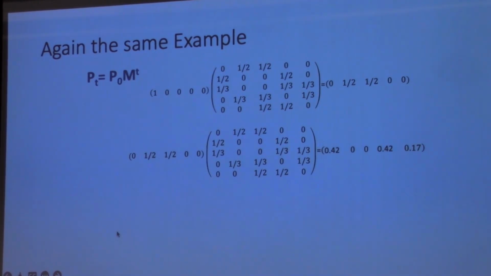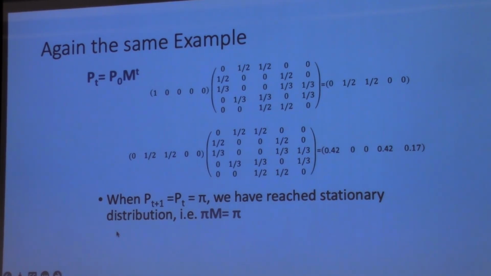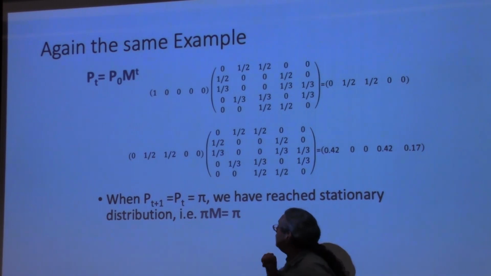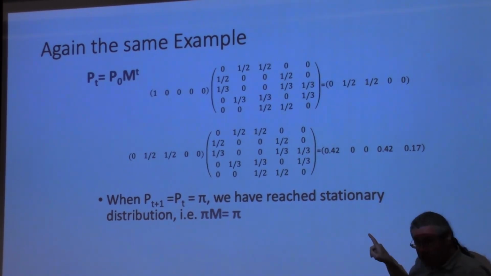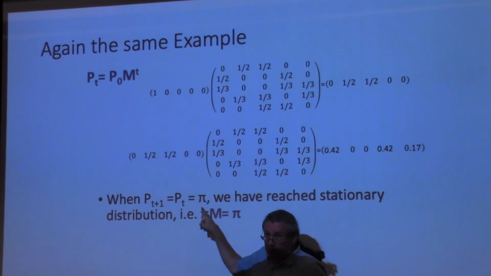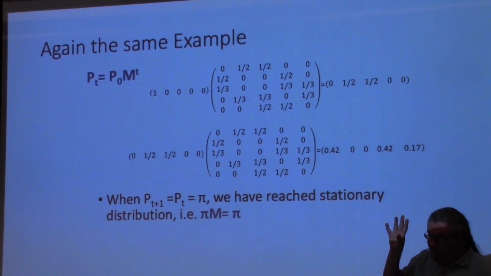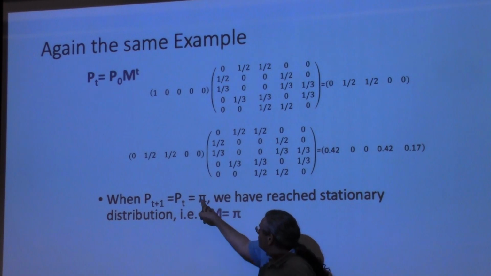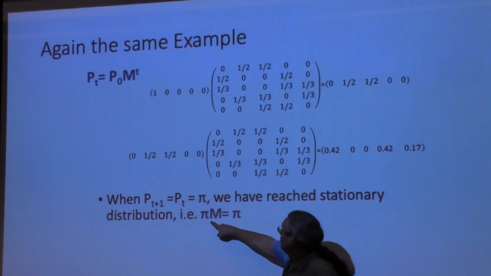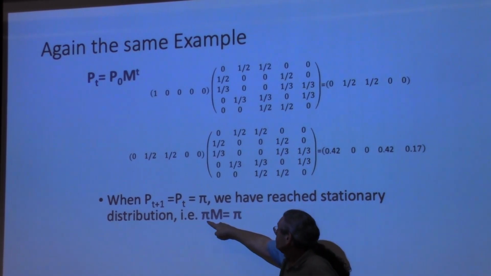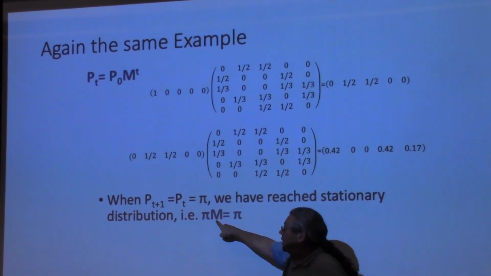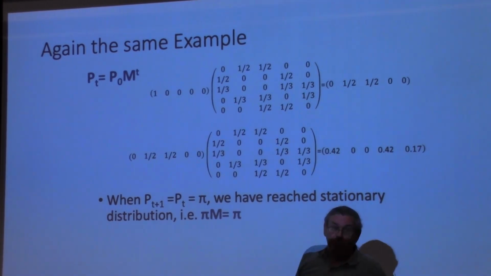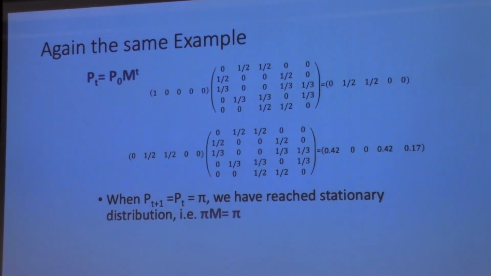And eventually it's going to converge. Remember, I showed you the table. We're doing the same thing here. So when Pt plus 1 is equal to Pt, we have reached the stationary distribution. Let me call this vector pi. It's not 3.14. I have not chosen this notation, but this is what Sarunas has chosen. So pi times M is equal to pi. Stationary. If we start with these probabilities, we make a step, we end up with the same probabilities.